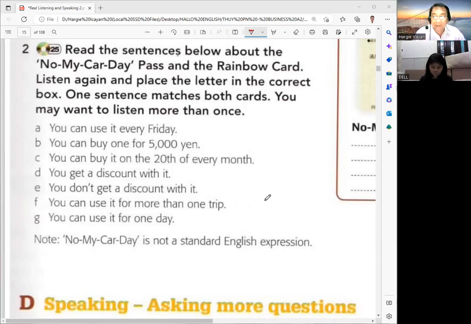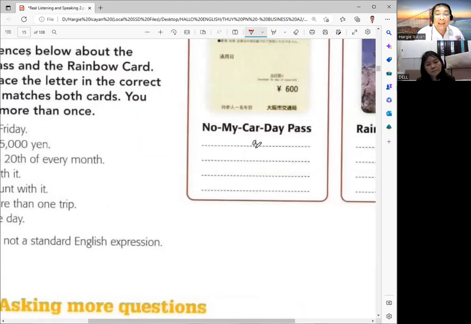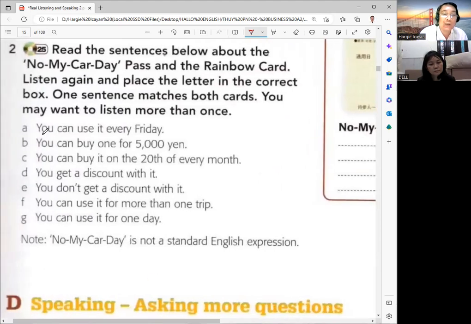Okay, so let's try to understand now. I have to pause that for a while, and we have to answer first. Let's try to understand first. What's the use of the No My Car Day Pass? So let's try to choose here. Letter A is given because the No My Car Pass, you can use this one every Friday. So this one is one of the features of the No My Car Pass.